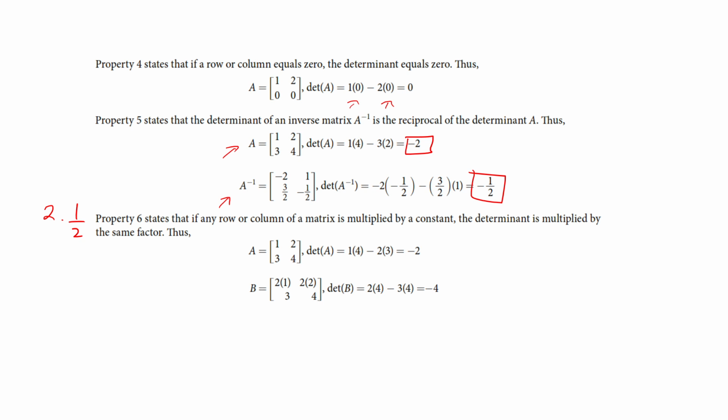Okay, if you multiply any row or column of a matrix by a constant, the determinant is going to be multiplied by that same amount. So here, row 1 is being multiplied by 2. It's going to do the same to the determinant. The final value of the determinant is going to get multiplied by 2. And again, this is just the math of how this works.